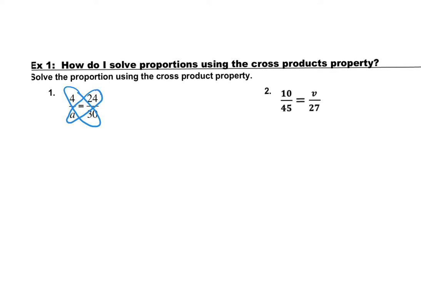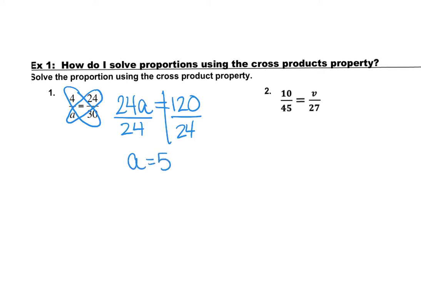And so I'm going to take the 24 times a, and I'll get 24a. And then I'll take the 4 times the 30 and I'll get 120. All right, so now we're just going to solve these just like we do any other equations. That 24 is multiplying the a's, so we will divide by 24 on both sides. And 120 divided by 24, a is equal to 5.